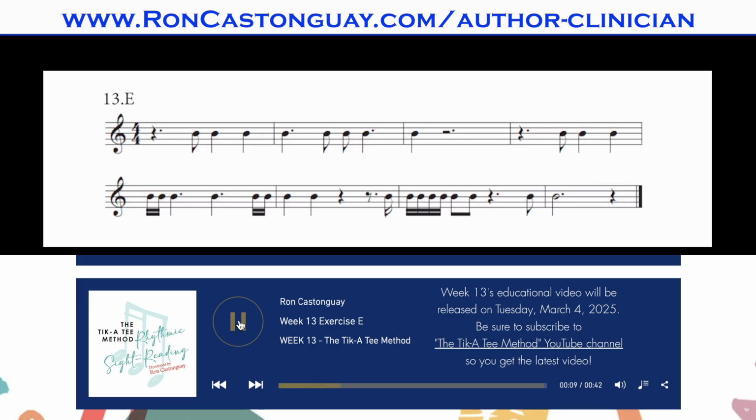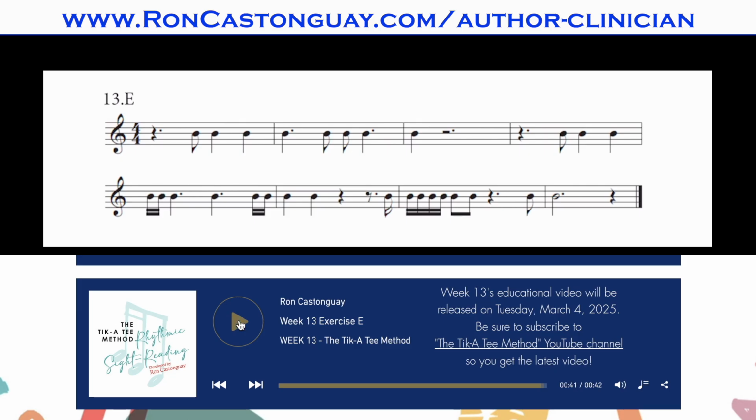One, two, three, four. Ti ta ta ta, ti ti ta ta, ti ta ta, Tik-A ta ta, Tik-A ta ta, a Tik-A Tee tee, ti ta.